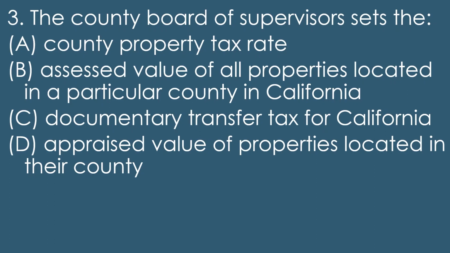And then the documentary transfer tax for California is set at the state level by California. And remember, that's the 55 cents per $500 of new money in the transaction that needs to be paid. And then what about the appraised value of properties located in the county? Nope, appraisers just set the appraised value of the property, and that has nothing to do with the actual tax, what is paid for taxes.